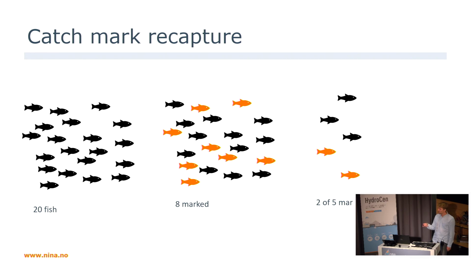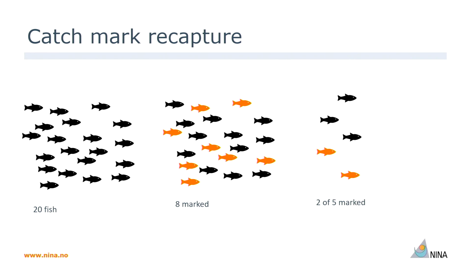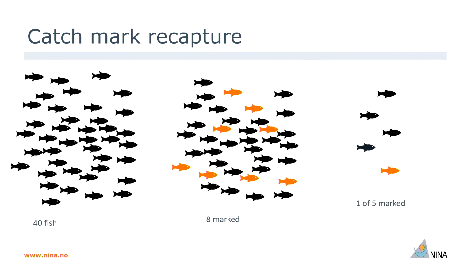Like in this case, if there are 20 fish in total and you mark 8, you would expect to find 2 of 5 in the second sample to be marked. While if the total population would be 40 fishes and you again mark 8, you expect that only 1 of 5 in your second sample are marked. So you can use this marking and the second capture and a count of the number of marked individuals to estimate population size.